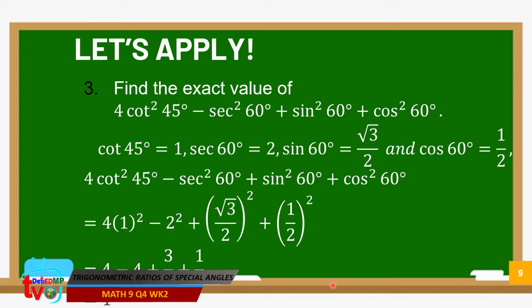Now to further simplify, we have 4 minus 4 is 0. And if we add 3/4 and 1/4, when we add the numerators, 3 plus 1, that's 4. And then copy the common denominator, which is 4, that's 4 over 4, or simply 1. Therefore, the value of this very long trigonometric expression is simply 1. If you want to study this further, you may replay this video, or you may pause and study the example on your own.